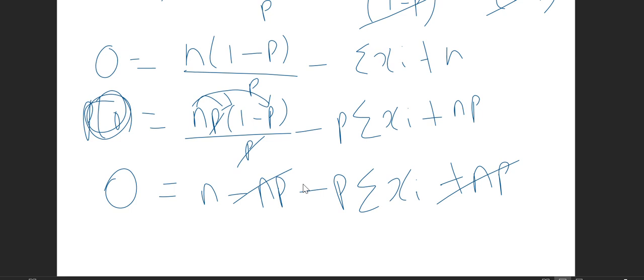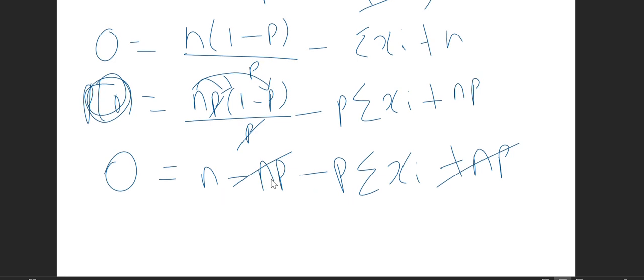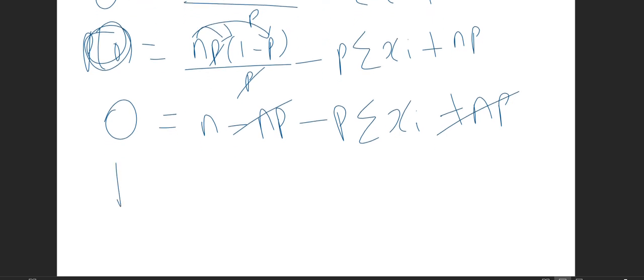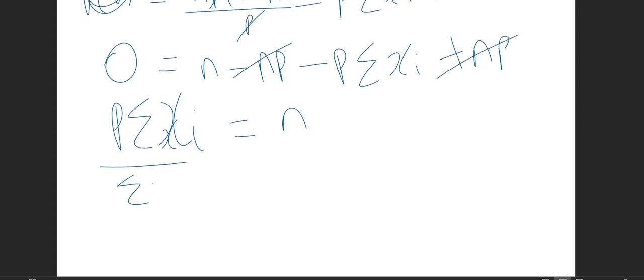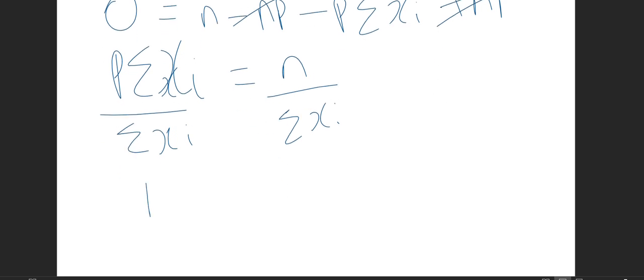This cancels with that. Now I'm going to transpose this negative p times the sum of xi's to the right hand side, and then I'm going to have p times the sum of xi's equals n. Now I'm going to divide both sides by the sum of our xi's. Now our p is going to be equal to n divided by the sum of xi's.